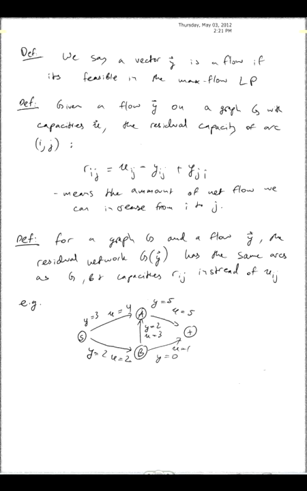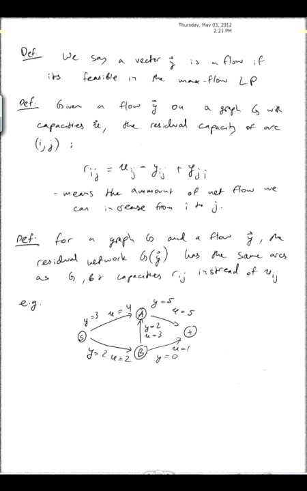So the first question that we could ask is, somebody comes along and gives you this particular trucking plan. Are the Y's over here a flow? What we'd have to check is that they're feasible in the max flow LP. To do that, first we have to make sure that we're not violating any of the capacities. So all of these Y's have to be less than their corresponding capacities, which in this example they are. But the other thing we have to check is that for every node other than S and T, whatever comes into the node goes out of the node.